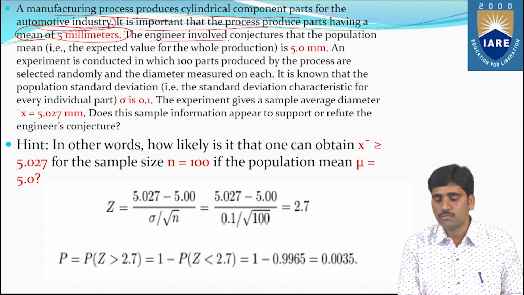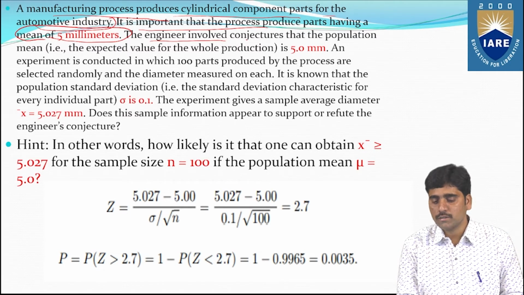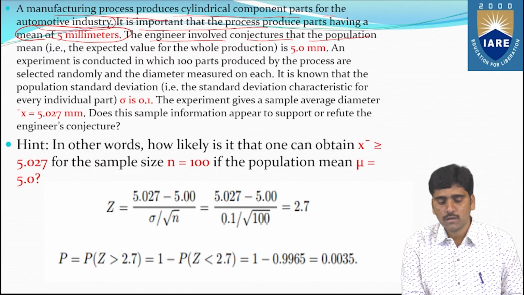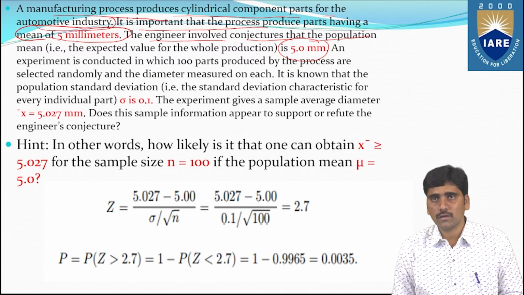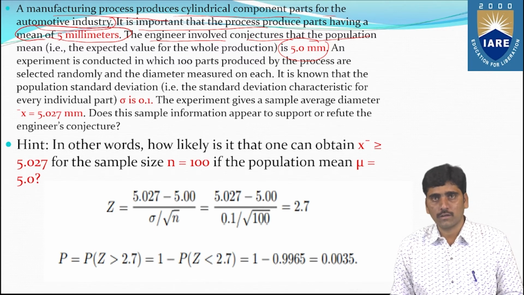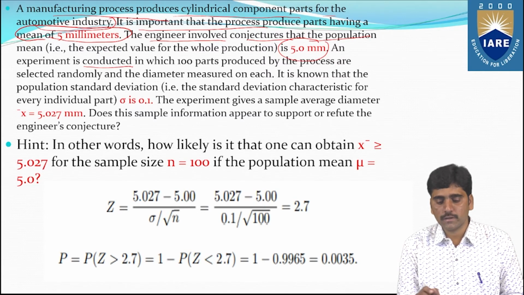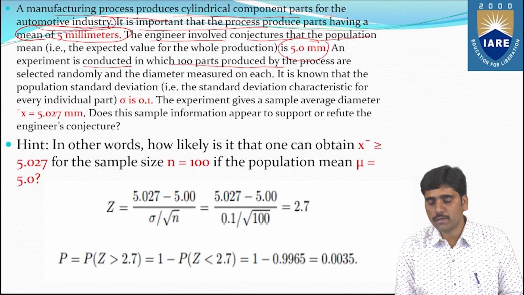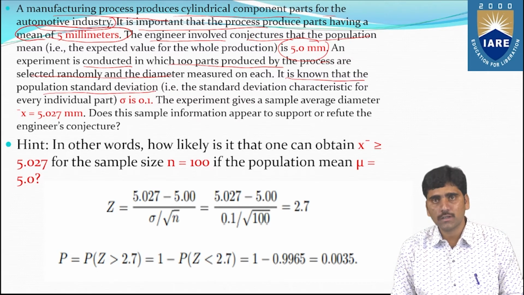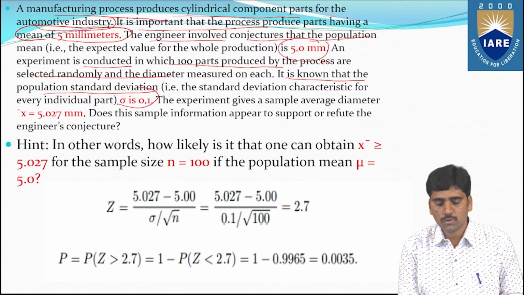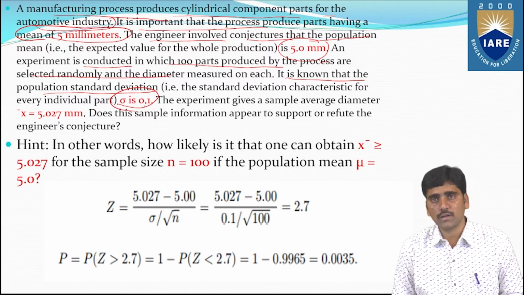And the engineer involved conjectures that the population mean is expected to be 5.0 mm. So they are giving the population mean, right? An experiment is conducted in which 100 parts produced by the process are selected randomly and the diameter is measured on each. It is known that the population standard deviation sigma is 0.1. So they are giving the mean, the overall population mean, and sigma.